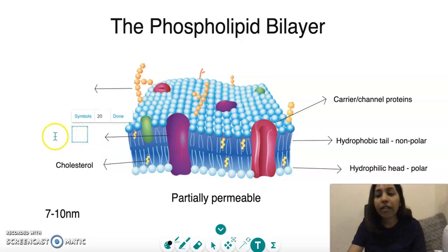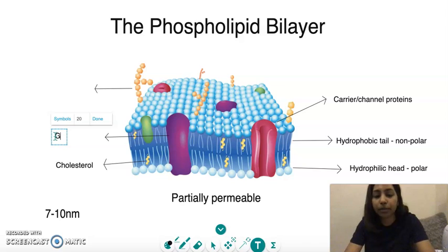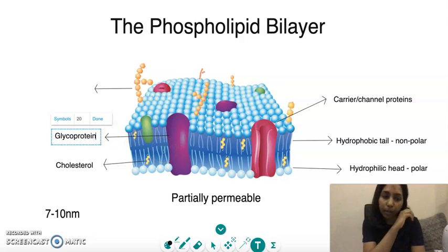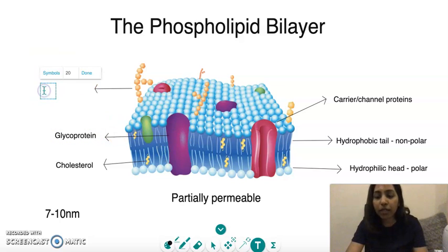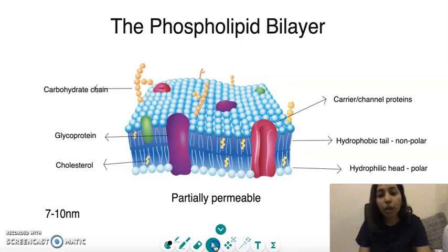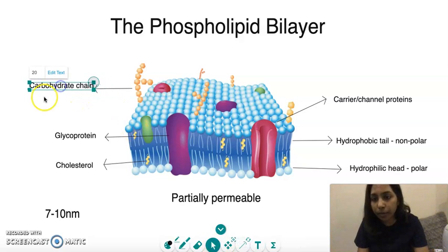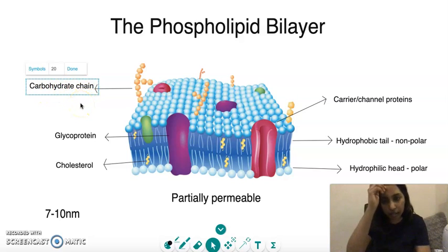And moving on, we have something called a glycoprotein. A glycoprotein or a glycolipid. So glycoprotein and glycolipid are basically proteins and lipids with a carbohydrate chain attached. So the carbohydrate chain is over here. So the carbohydrate chain is found only on the exterior of the phospholipid membrane.